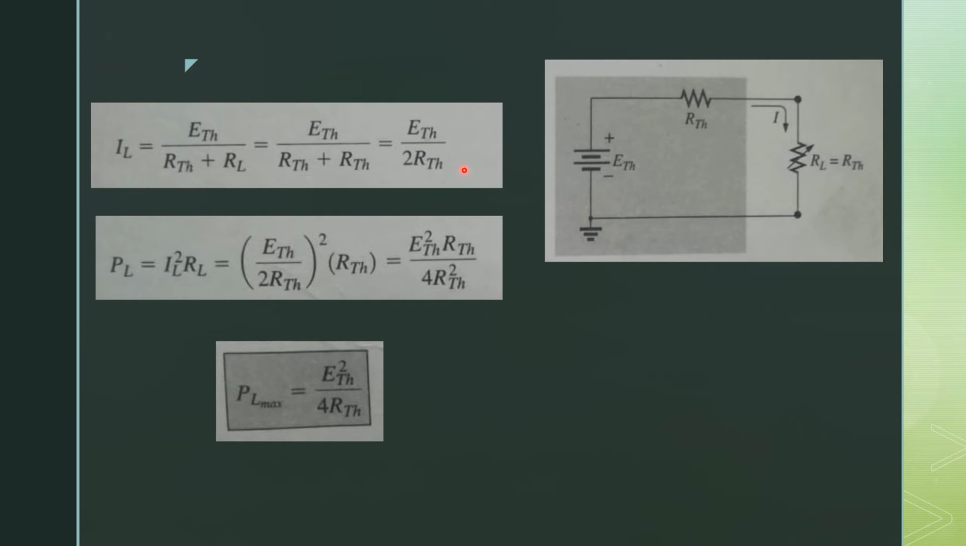Now using the power relation and substituting the values, we get PL equal to IL squared into RL, which is equal to E Thevenin divided by 2 R Thevenin, whole squared, multiplied by R Thevenin, because RL is equal to R Thevenin. This is equal to E Thevenin squared into R Thevenin divided by 4 into R Thevenin squared. One R Thevenin cancels out with the squared term. So the power of the load is equal to E Thevenin squared divided by 4 times R Thevenin. This is the maximum power delivered to the load resistor.